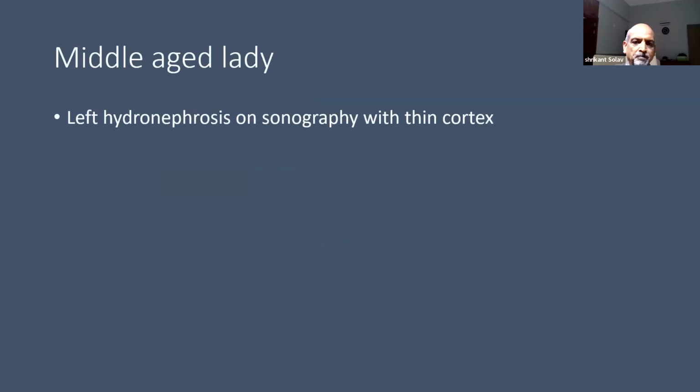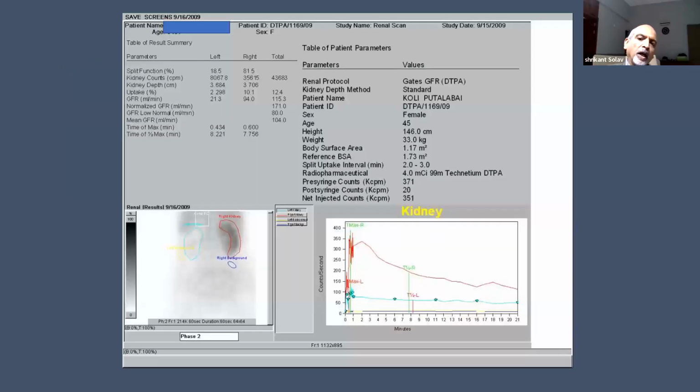Coming to this example of a middle-aged lady with left hydronephrosis on sonography and thin cortex. Let's look at the quantification first. That's the right kidney. As we look from behind, it's laterally inverted as compared to an intravenous urogram, because the gamma camera is positioned in the lumbar region. So that's the right side, that's the left side.